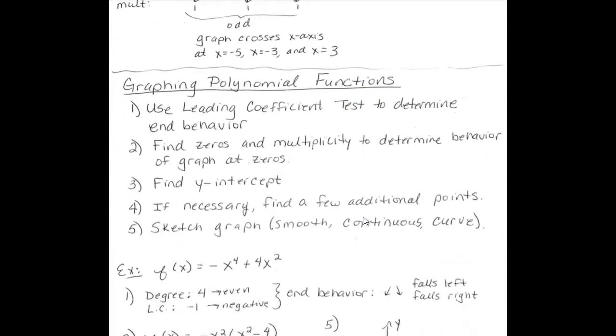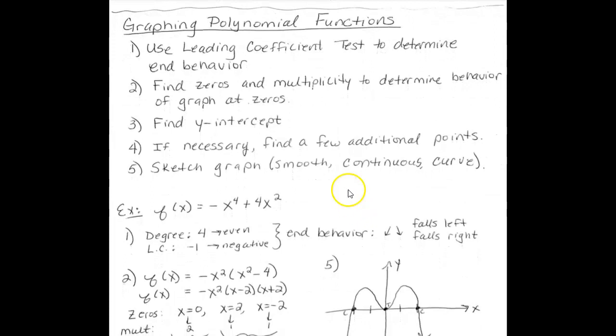All right, so how do we put all this together to actually draw a graph? Step 1, use the leading coefficient test to decide what the end behavior is going to be. Look at the degree and the leading coefficient to know if it falls on the left, rises on the right, whatever happens on the ends. Step 2, find the zeros and their multiplicities and use it to determine behavior at the zeros. So find all the x-intercepts and decide if it bounces or crosses the x-axis.